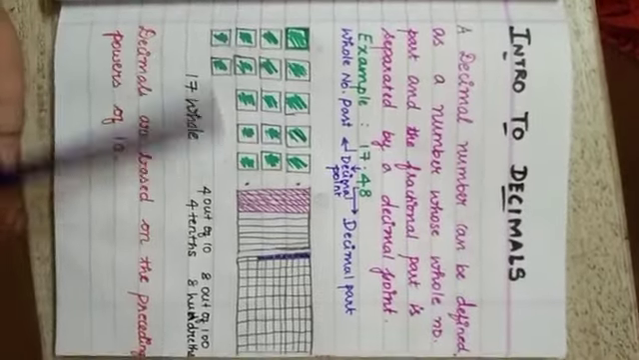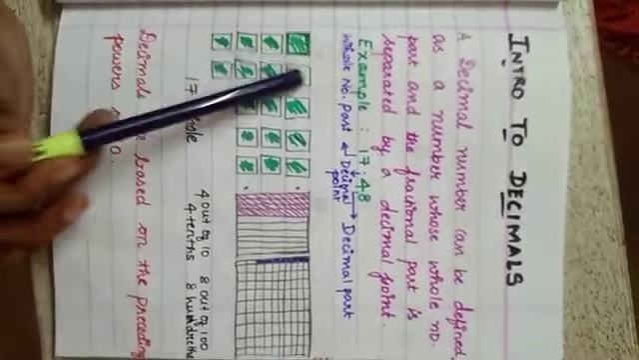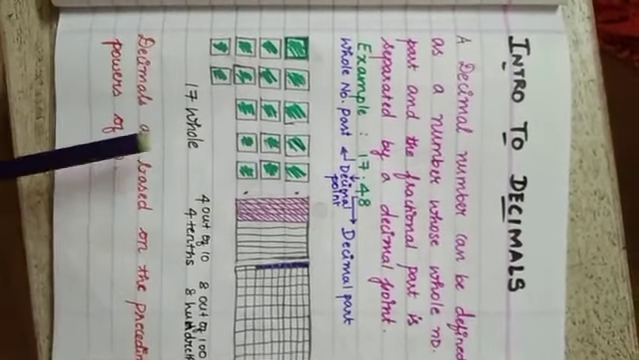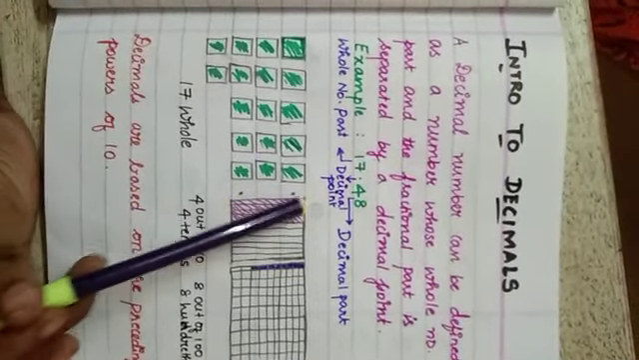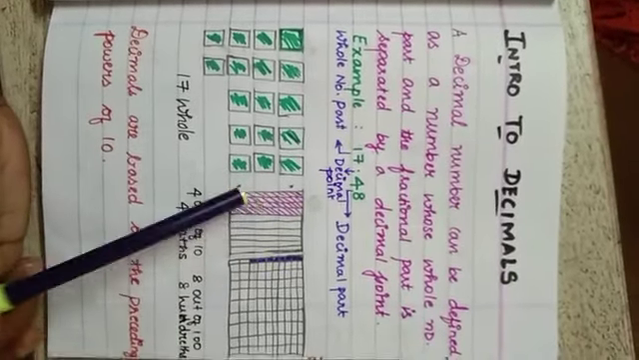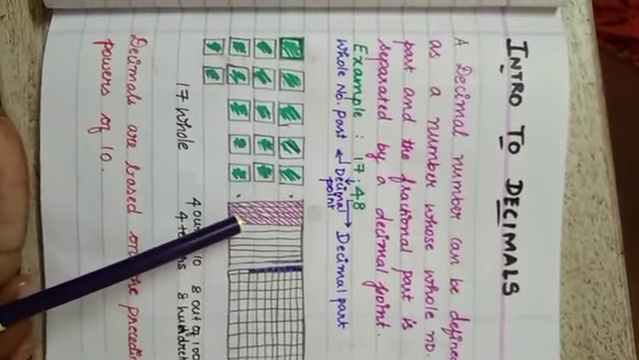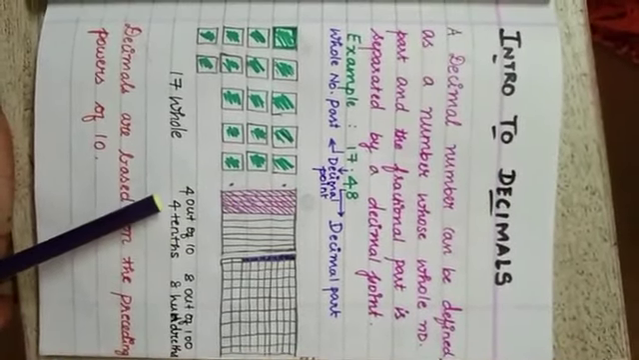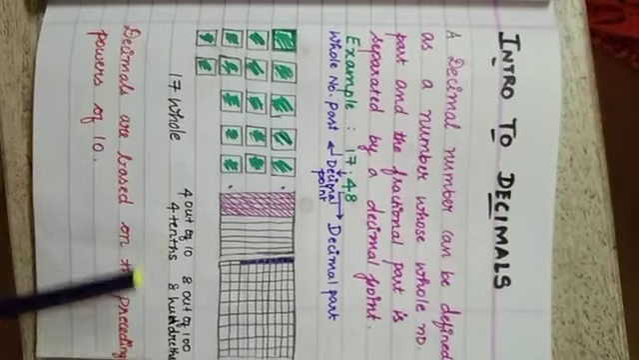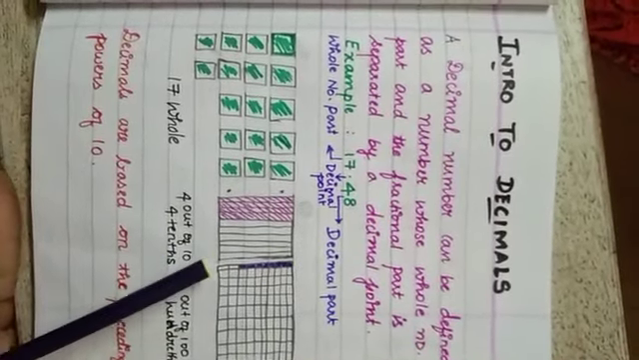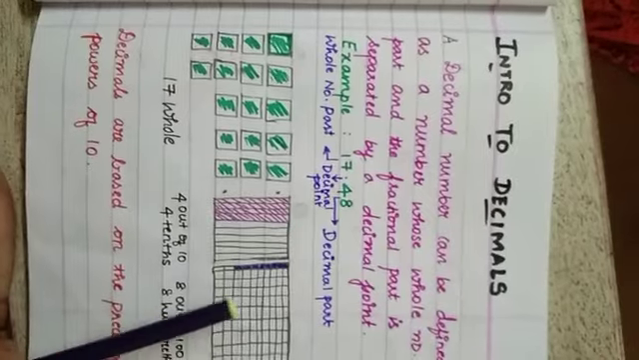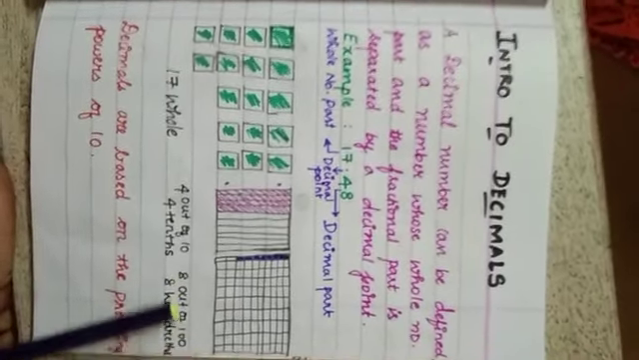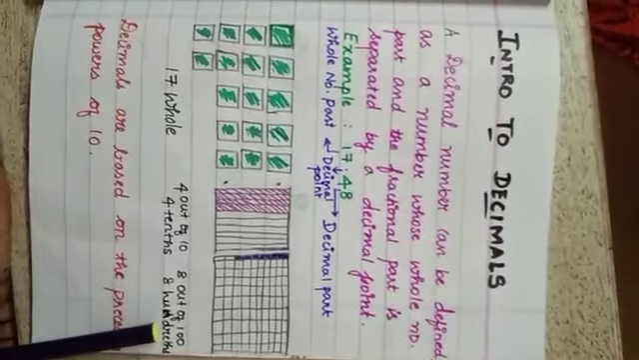So 17 wholes. You can count 1, 2, 3, 4, 5, 6, 7, 8, 9, 10, 11, 12, 13, 14, 15, 16, 17. So 17 wholes, and you have a point, and you have 10 grids, out of which I have shaded 4. So 4 by 10, which is 4 out of 10, and in decimal it is 4/10. And here I have got 100 small squares, of which I have shaded 8 squares. So it is 8 out of 100, and you will read it as 8/100.